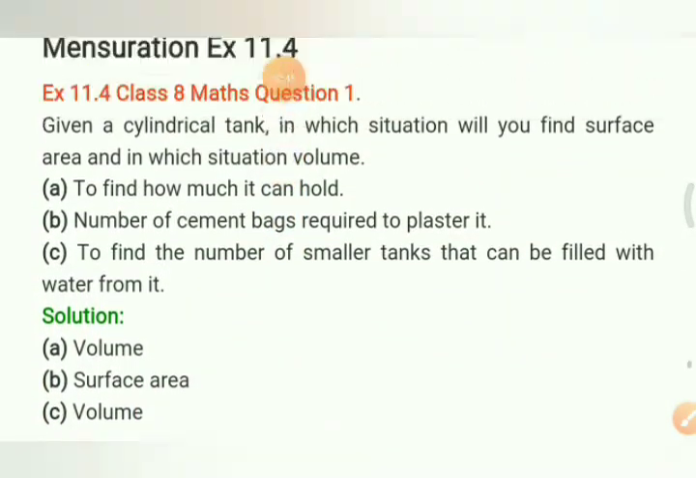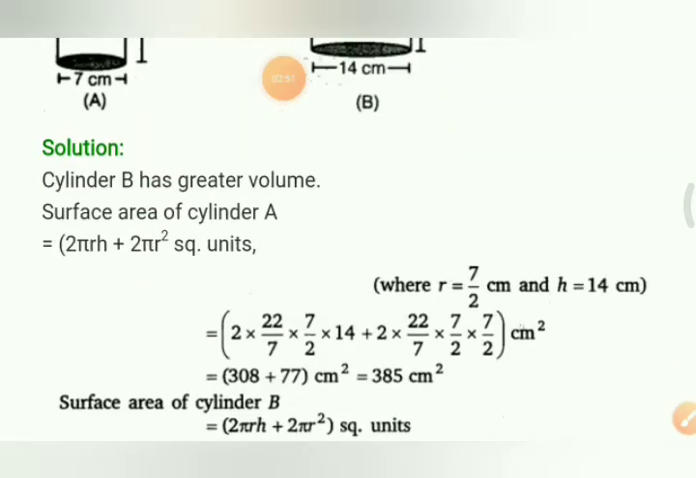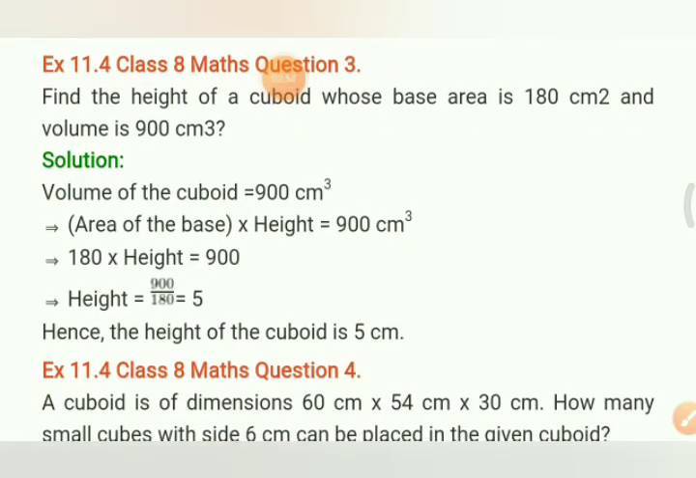Now let's see how to solve question number 3. Find the height of a cuboid whose base area is 180 centimeter square and volume is 900 centimeter cube. Now volume of the cuboid is given. Volume of cuboid is what? Area of base into height. Okay, now the area of base is given as 180 centimeter square. You have to find out the height. So we'll rearrange the formula and work it out to get the height of the cuboid.